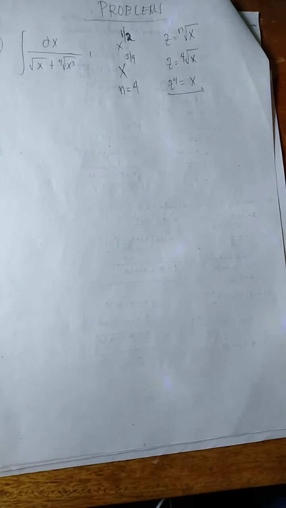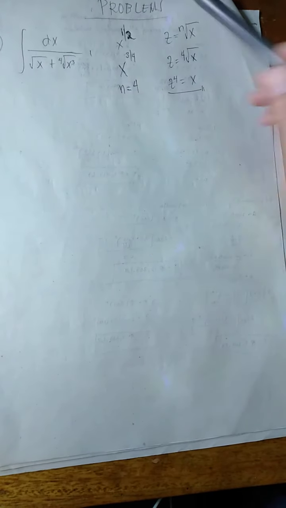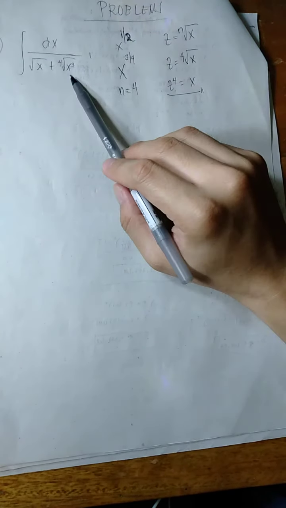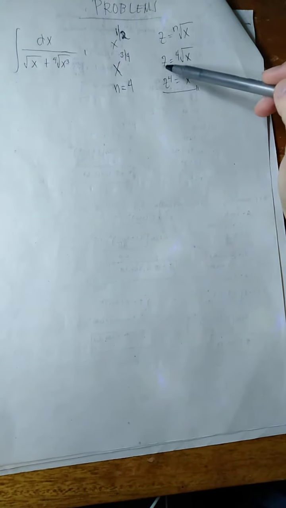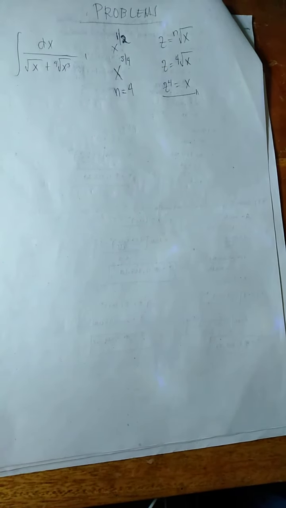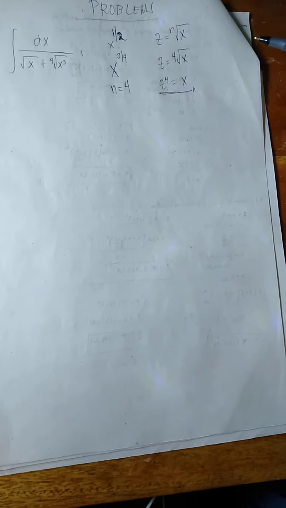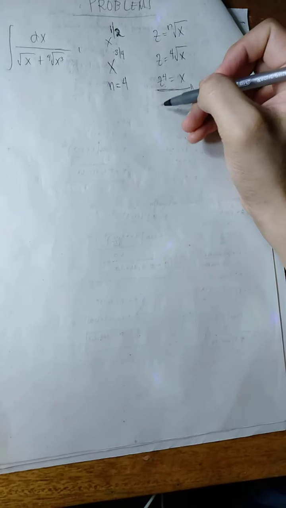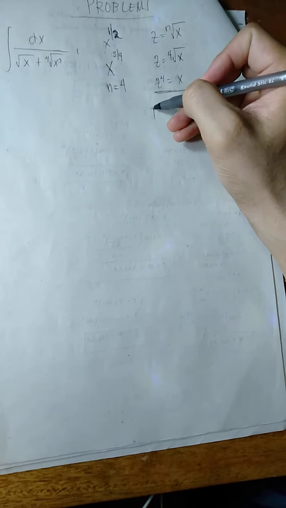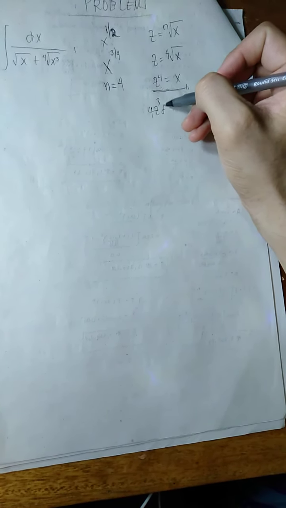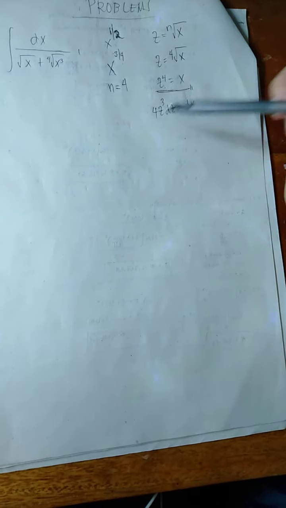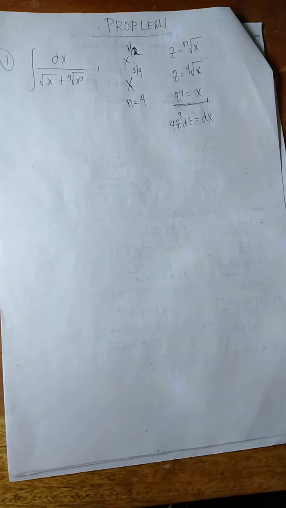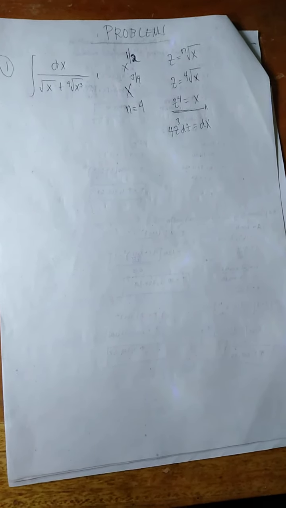So we replace this x with z to the 4th. The x here, we also replace with z to the 4th, and the x here, with z to the 4th. Sir, how do we get the dx? We differentiate this. What is the derivative of z to the 4th? By the power formula, 4z cubed dz is equal to dx. So that will be our substitution for dx. Clear now, guys?